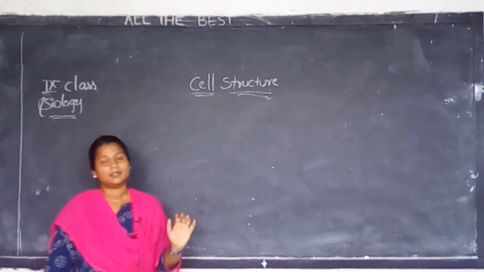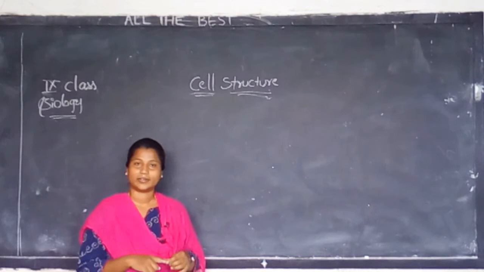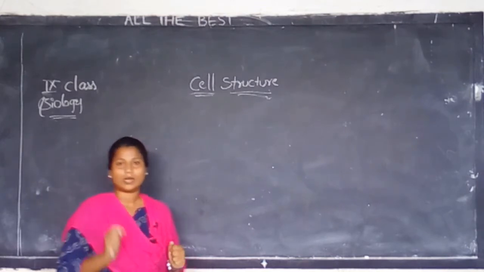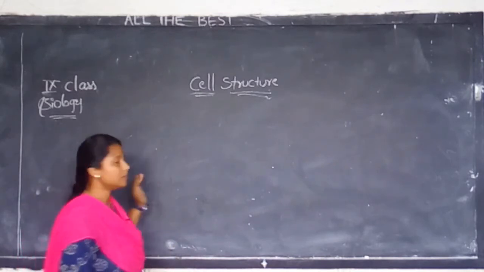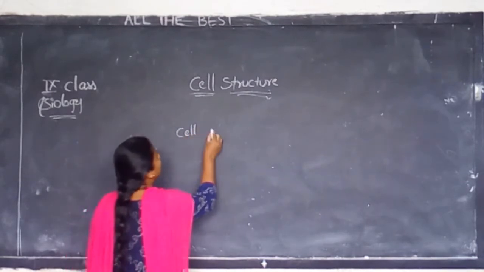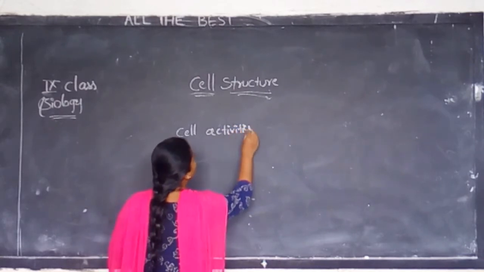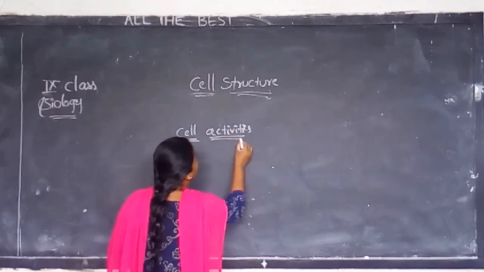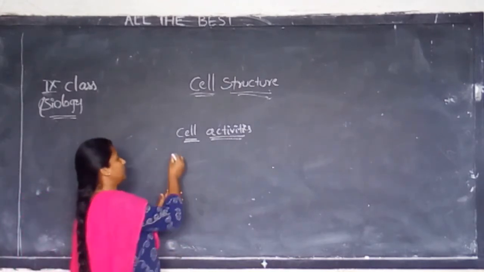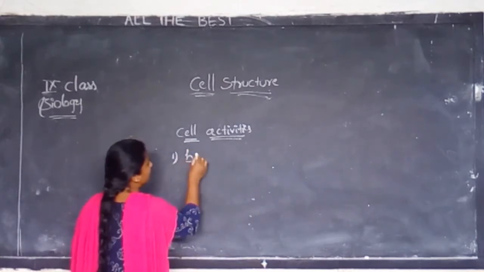And what is a cell? It is the basic structural and functional unit of life, right? It is a living component. It is capable of performing all life processes. We'll see some activities of the cell. It can carry out all vital biological processes. The first one is it can carry out all biological processes.